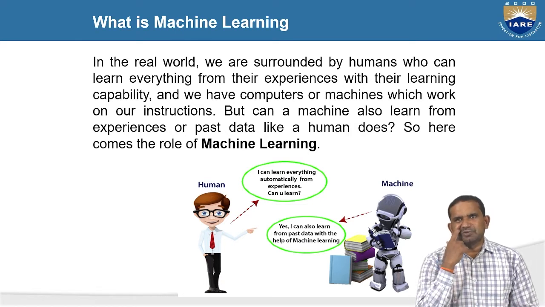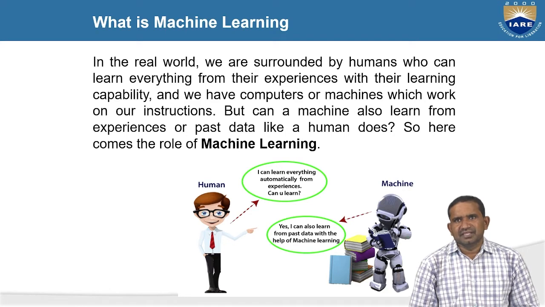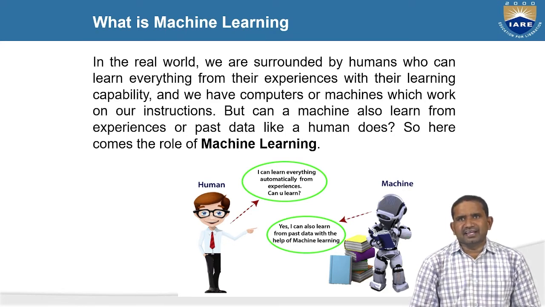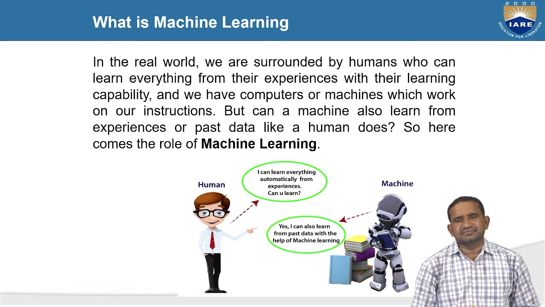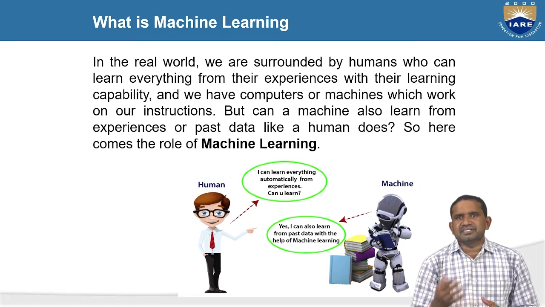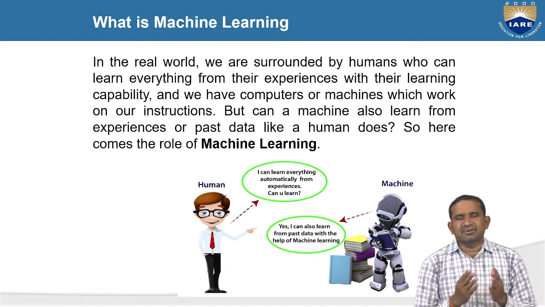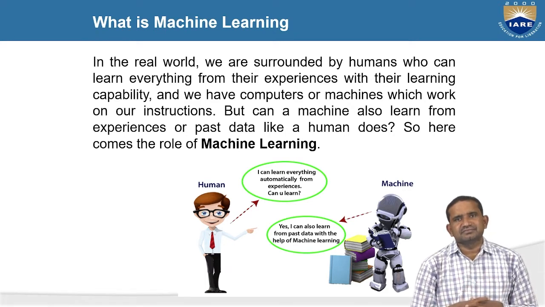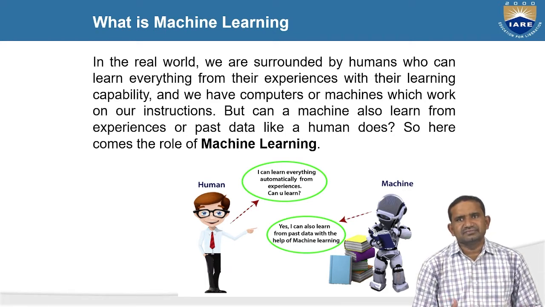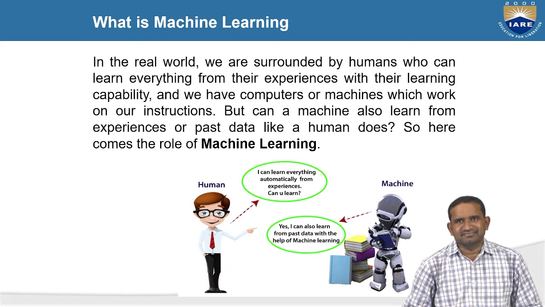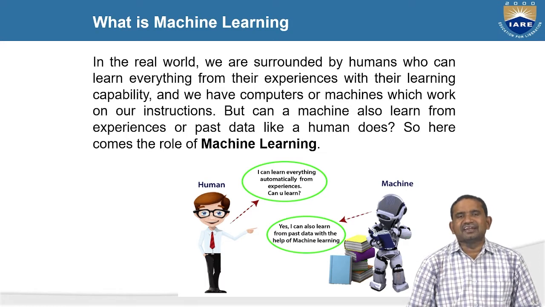The picture contains a human being as well as a machine. The human being asks a question to the machine: "I can learn everything automatically from experience. Can you learn?" Means the human asks the system or machine a question. The machine gives a reply immediately: "Yes, I can learn. I can also learn from past data with the help of machine learning."